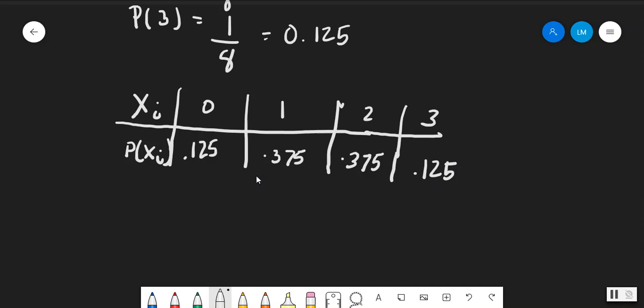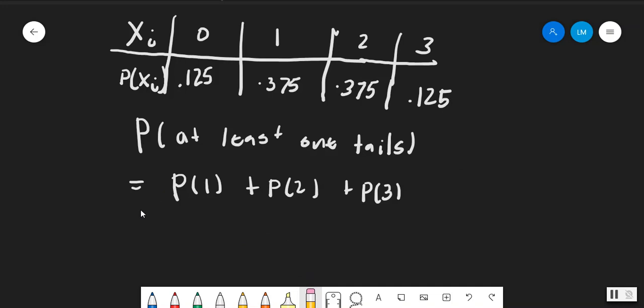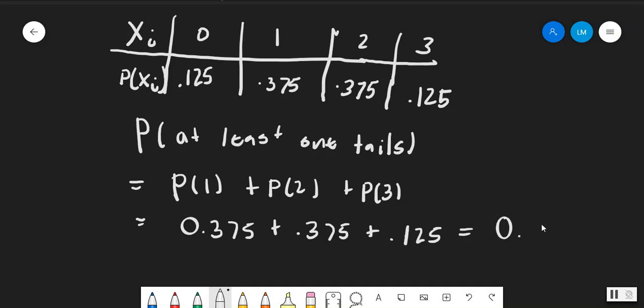Okay, so what this means is that essentially we have our complete table, and we can demonstrate, for example, how we can find specific probabilities. So for example, if I have the probability of at least 1 tails? Well, according to my table, I can find that by just saying that this is equal to the probability of 1 plus the probability of 2 plus the probability of 3, and then that's going to give me the following. We're just going to add up 0.375 plus 0.375 plus 0.125. But that's just going to equal 0.875.